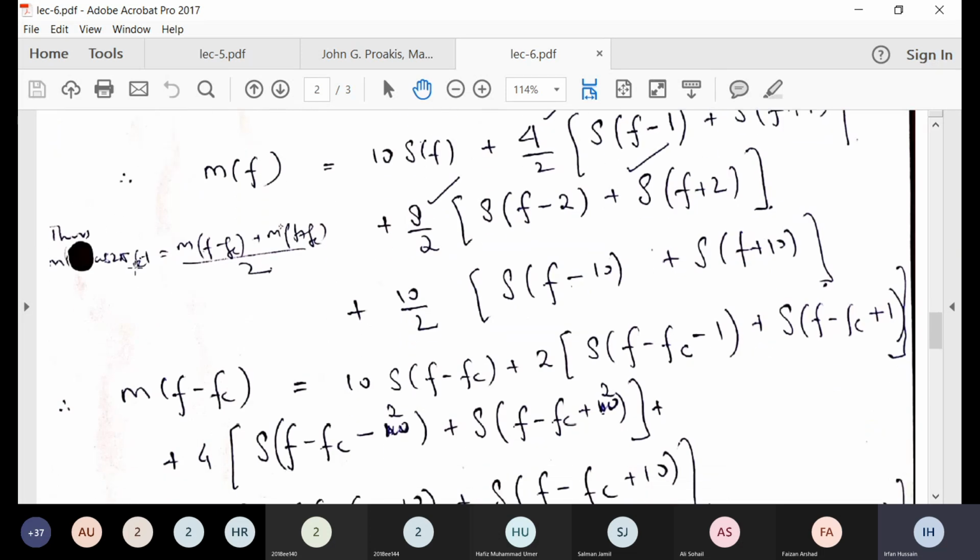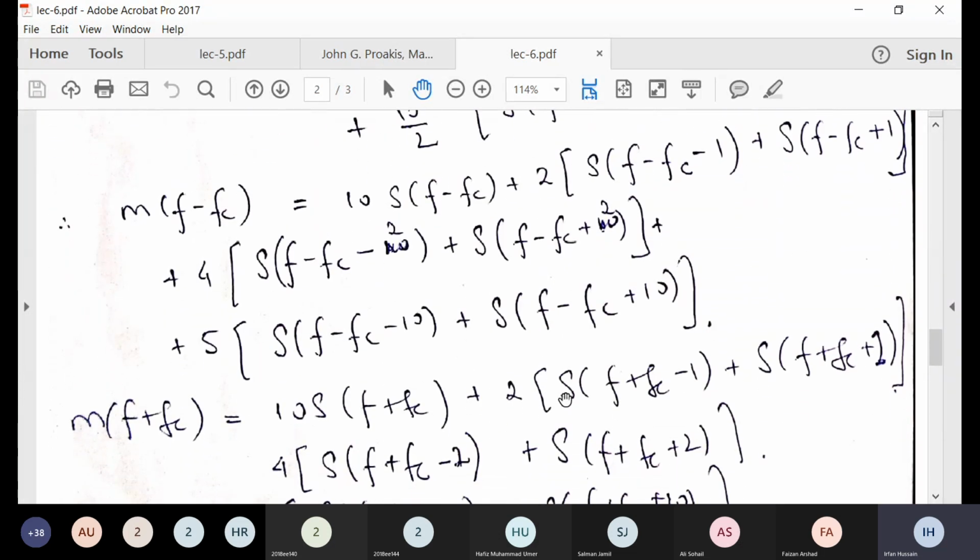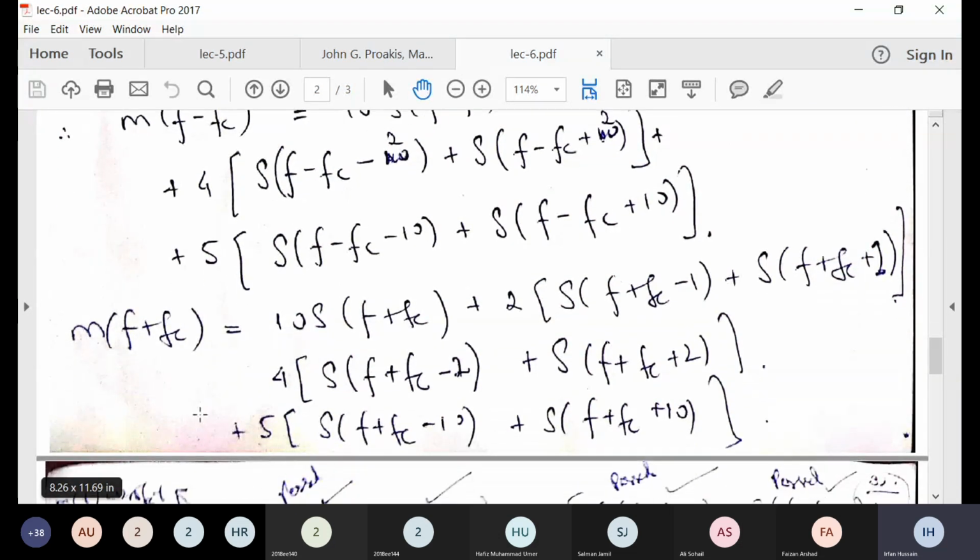We know that our double sideband suppressed carrier signal will be multiplied. This M of f will be translated, or in other words, M of t is multiplied by cosine. So I need to know M of f minus fc and M of f plus fc. So I find my M of f minus fc: just substitute each f by f minus fc. Again, you will get those 7 terms. Then I will find M of f plus fc. Again, I will get 7 terms where each frequency is shifted from f to f plus fc. Again, 7 terms, 7 terms.